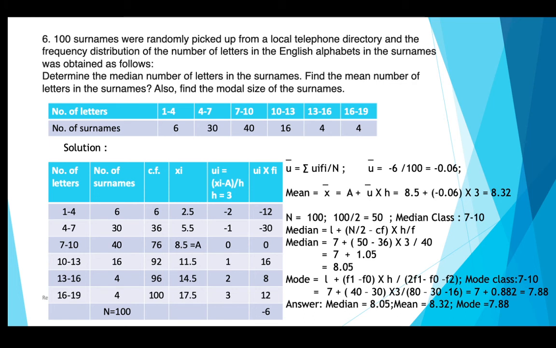For the median, n is equal to 100. 100 by 2 is 50. So look in the cumulative table, where is it? Okay, 36 is less than 50, 76 is more than 50. So 7 to 10 is the median class. Put the values and you get the median as 8.05.